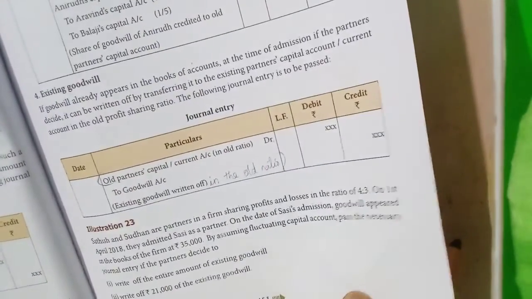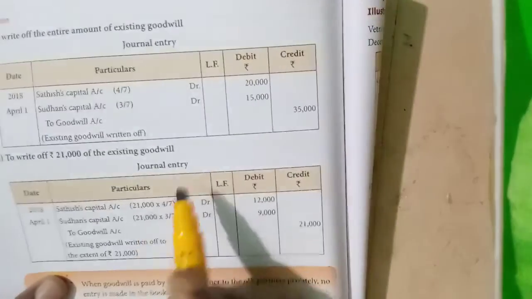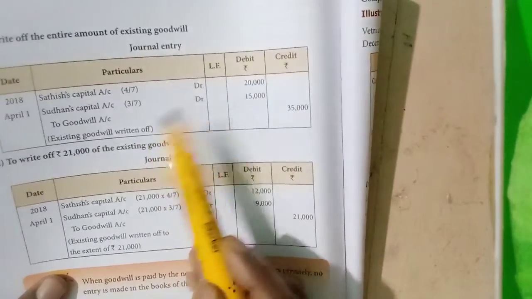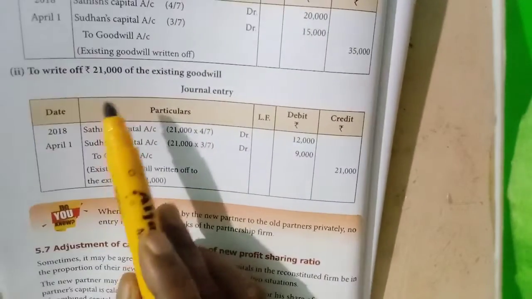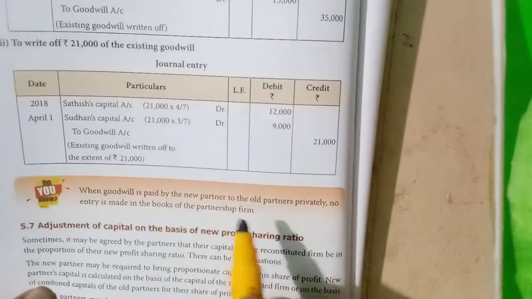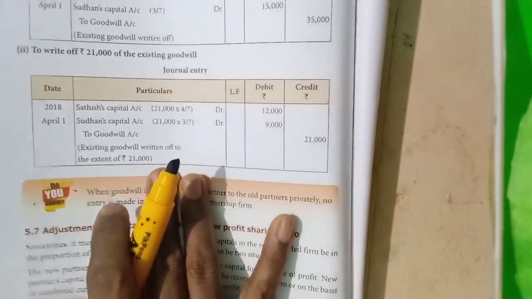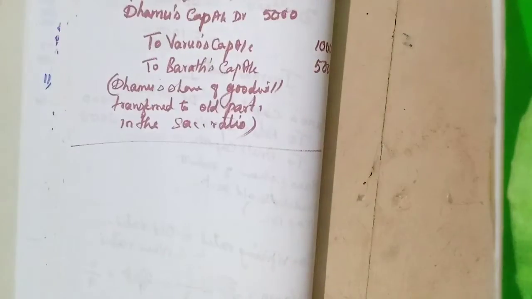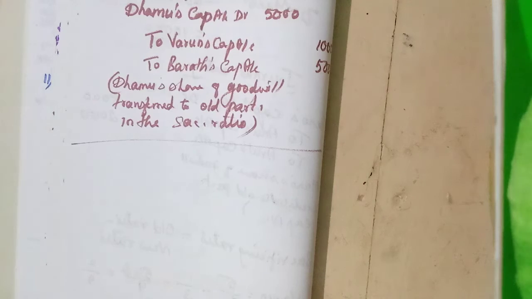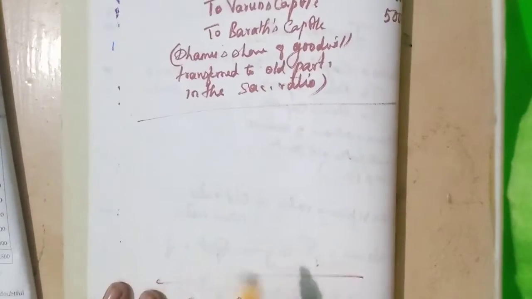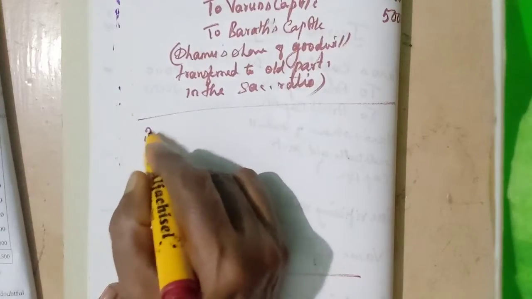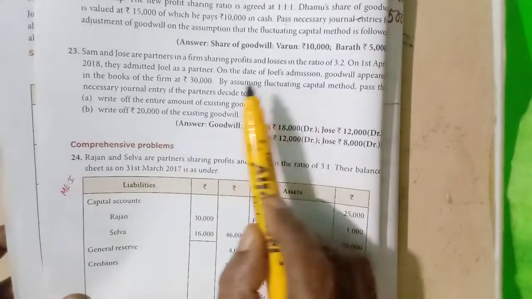In the ratio 4:3, the new ratio is not given, so in the old ratio 4:3. Same method, but the amount of goodwill is 21,000. Shall we see this one? This exercise also we will do. Next exercise 23. The same model is given.